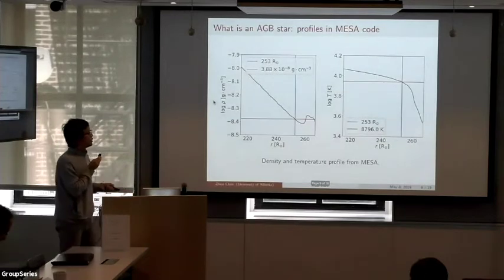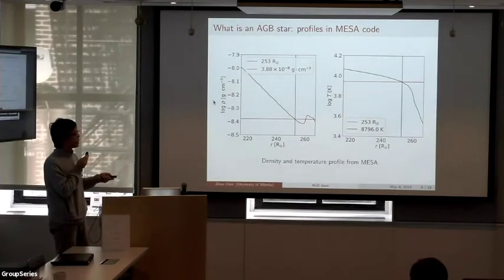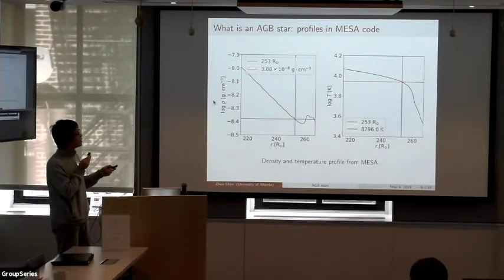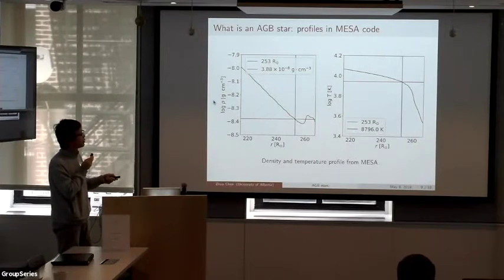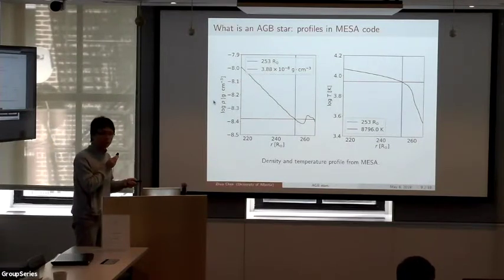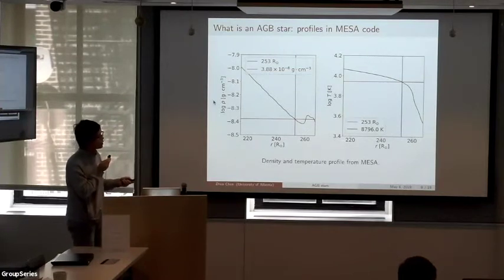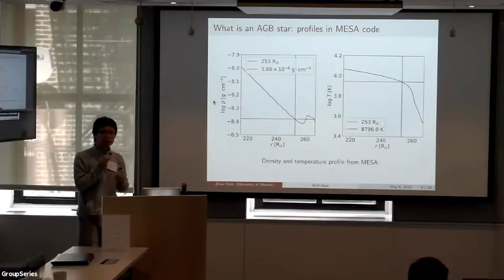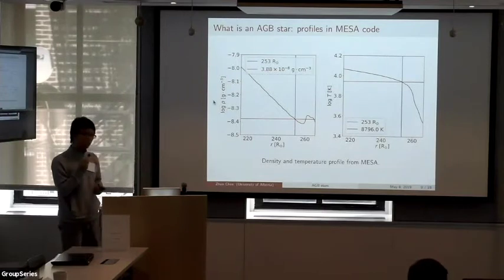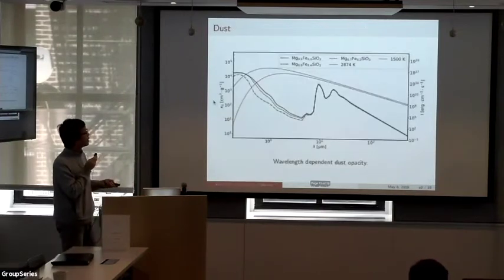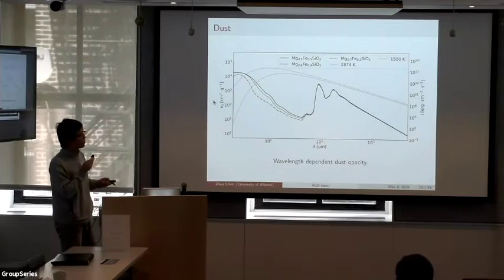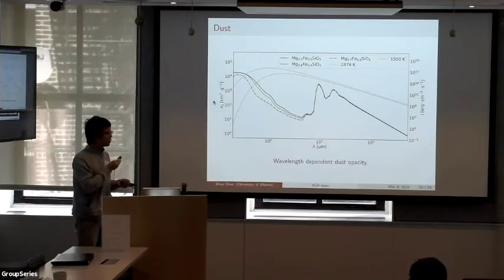Then we pick the location to be 255 solar radii, and that's where the density is this, and the temperature is more than 8,000 K. At this temperature and density, the gas is actually partially ionized, so we take that into account, which is the equation of state. And then we go on to talk about the dust.